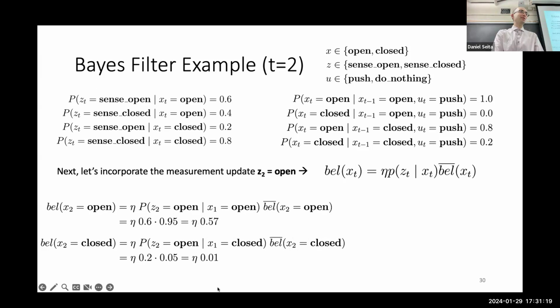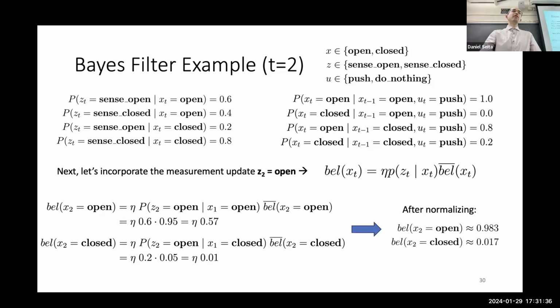Yeah, so what is eta here? I don't know off the top of my head, although you should at least be able to do the math to figure out what it is up to the multiplicative factor. Yeah, so after you normalize, it should be something like this. So the robot's belief of x2 is open is 0.983. So that went up from 0.95. Yeah.